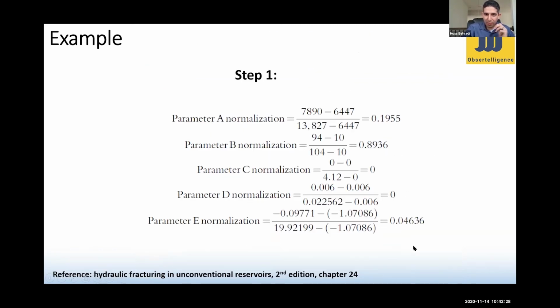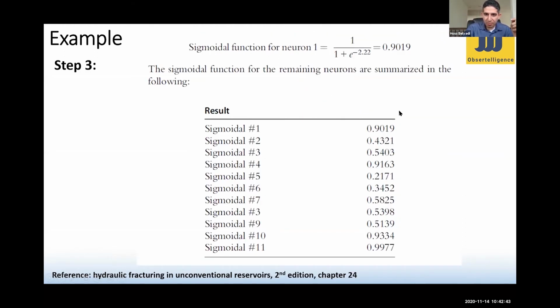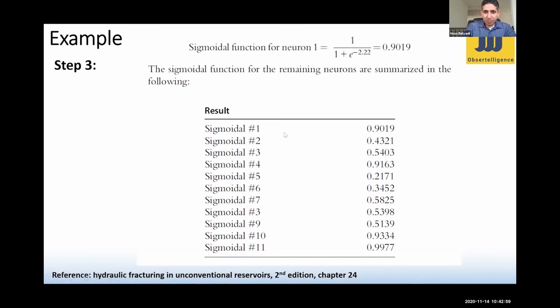So remember, step 1, normalization. Step 2, matrix multiplication of inputs and your weights, and then you sum and add a bias. That's right here. Then step 3 is applying a logistic function, a non-linear activation function, to that term, which we discussed. And here's that.